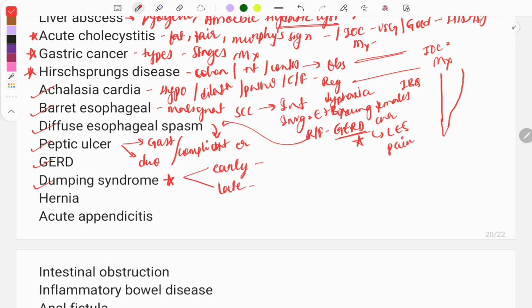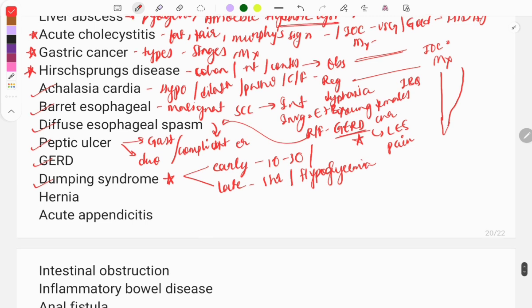Like, the early dumping syndrome occurs within 10 to 30 minutes of having food, and it is mostly due to the hypoosmolar contents in the food. And the late symptoms usually occur after 1 hour of having food, and it is usually due to the hypoglycemia. Okay.